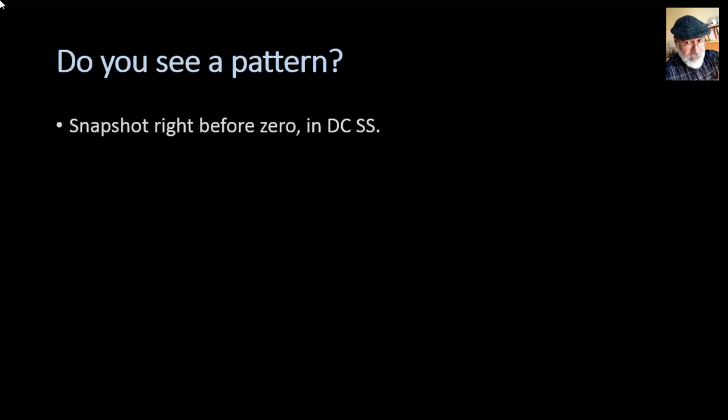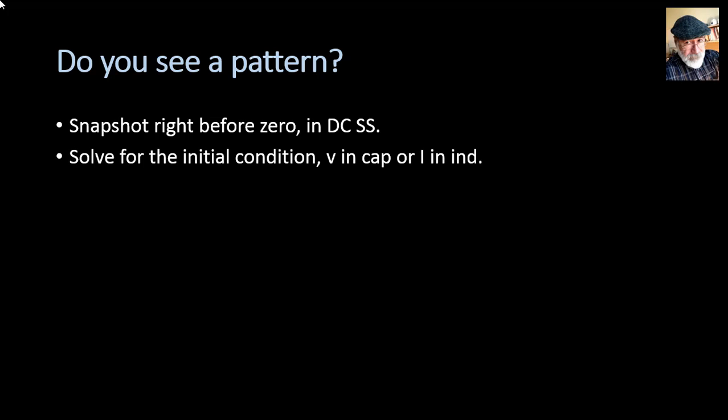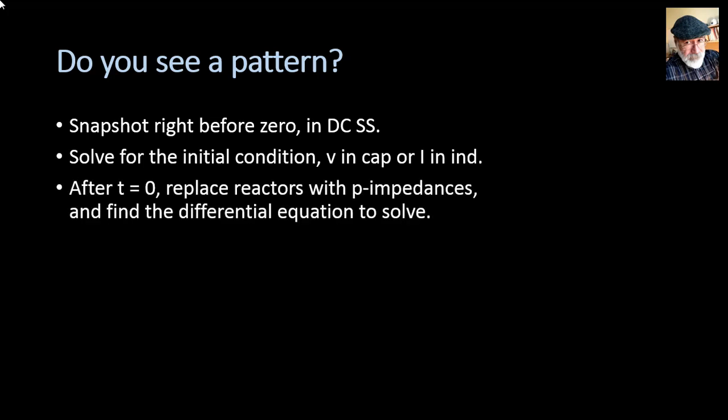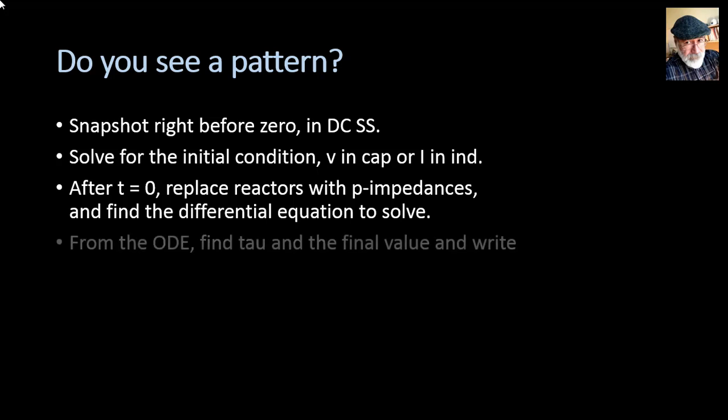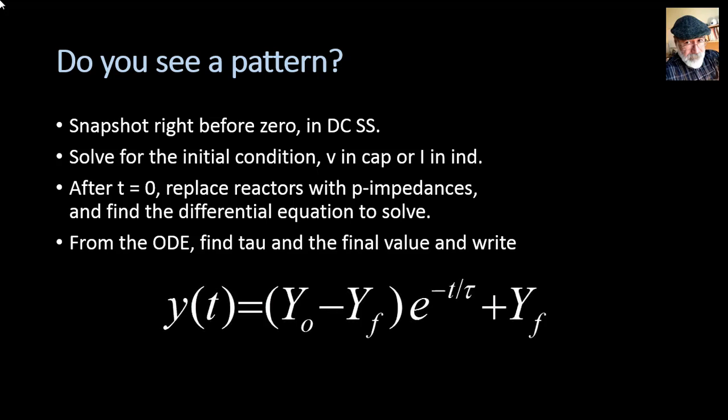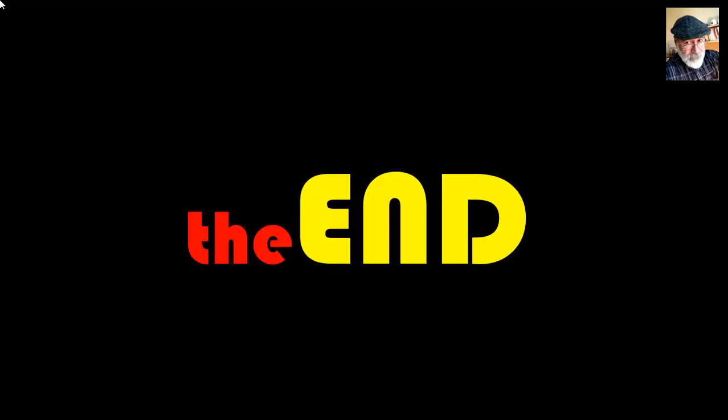Do you see a pattern here? You will take a snapshot of a circuit before 0 in DC steady state. We solve for the initial condition, V in capacitors or I in inductors. After t equals 0, we replace reactors with their impedances and find the differential equation to solve as in a previous video. From the ordinary differential equation, find tau and the final value, and then we write the solution, a voltage or a current. And that is it, my friends.